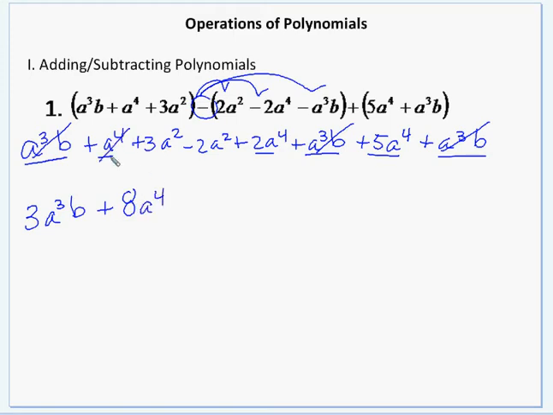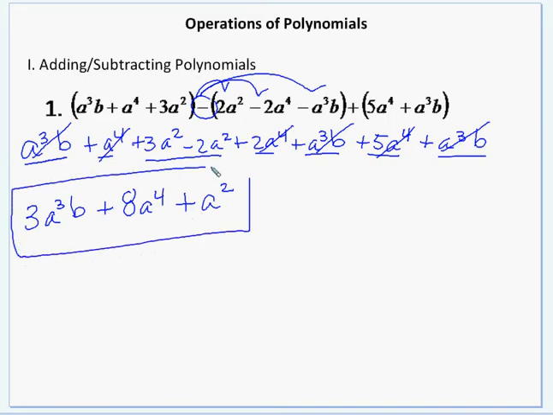And once again, just go ahead and cross them out. That way we're done with them. And then all we have left is a 3a squared minus 2a squared, which just gives us a positive a squared. And then this is our final answer for this one here, because we cannot combine any more.